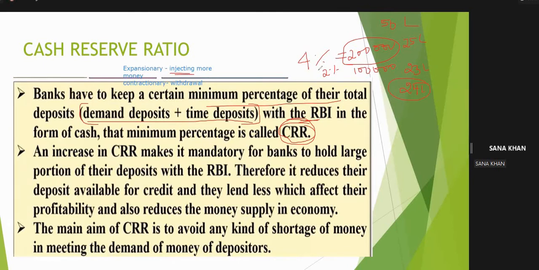But suppose the RBI wants to withdraw money, they don't want more money to be supplied to the market, they will increase this cash reserve ratio. So if it is increased to 5%, instead of 23, it will be reduced to 21 or 22 lakhs available for the general public for lending. That is how the cash reserve ratio helps as a tool of monetary policy to control the money supply.